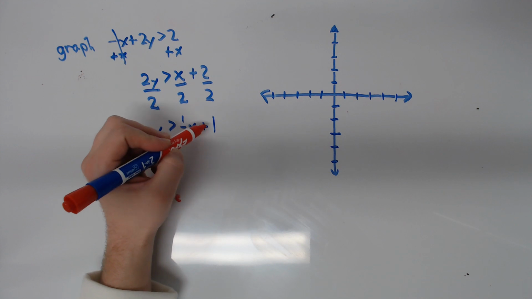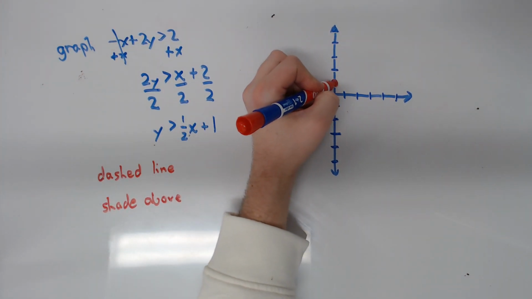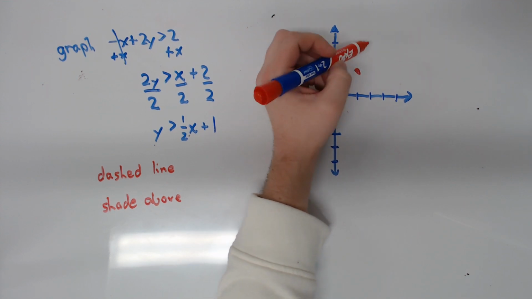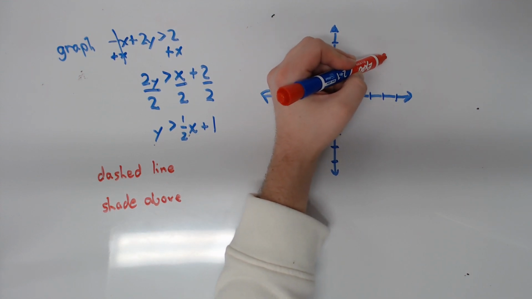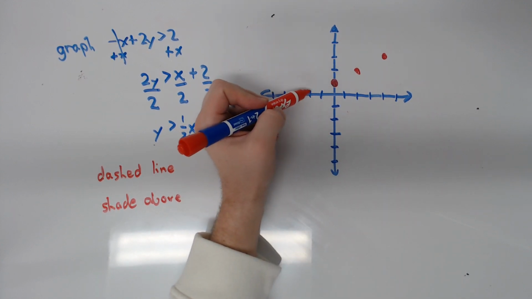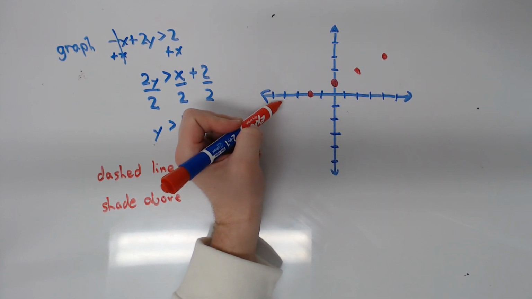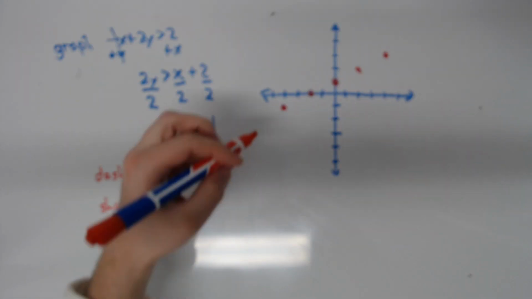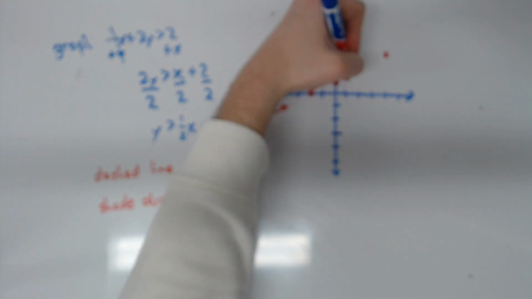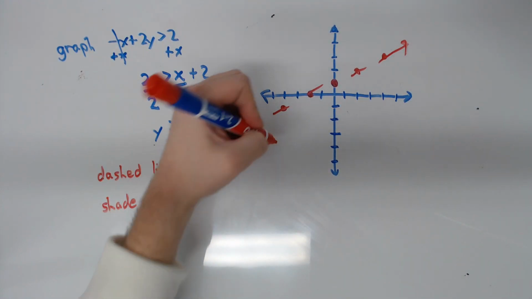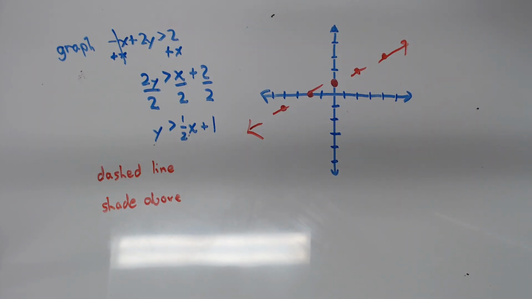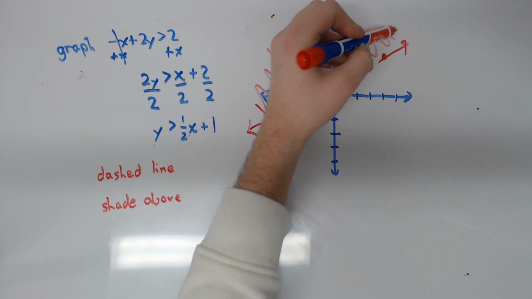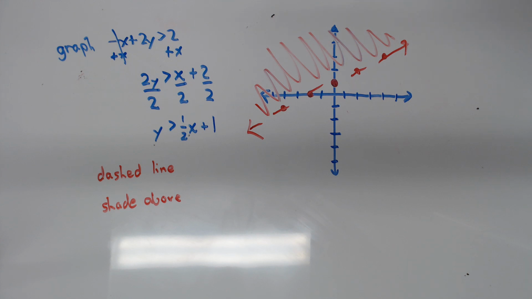All right, so y-intercept, start up 1. Slope of 1/2, that's up 1, right 2. Up 1, right 2. You can add more points by going down and left. And now it should be a dashed line. And that's our way of saying the line doesn't actually count. Then we shade above the graph, and that's our graphed inequality.